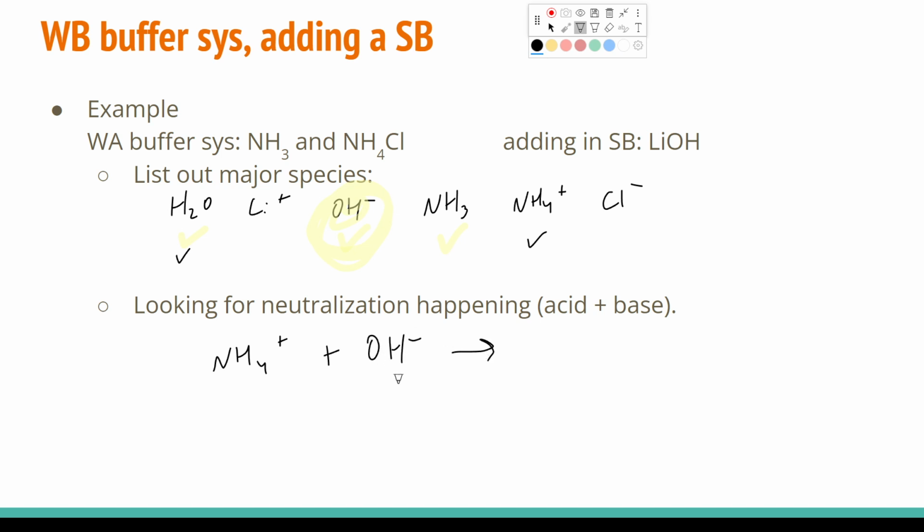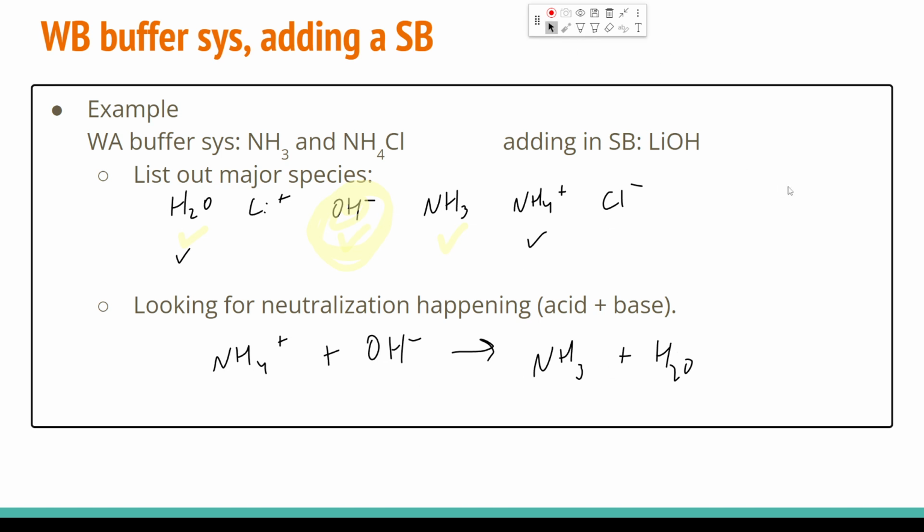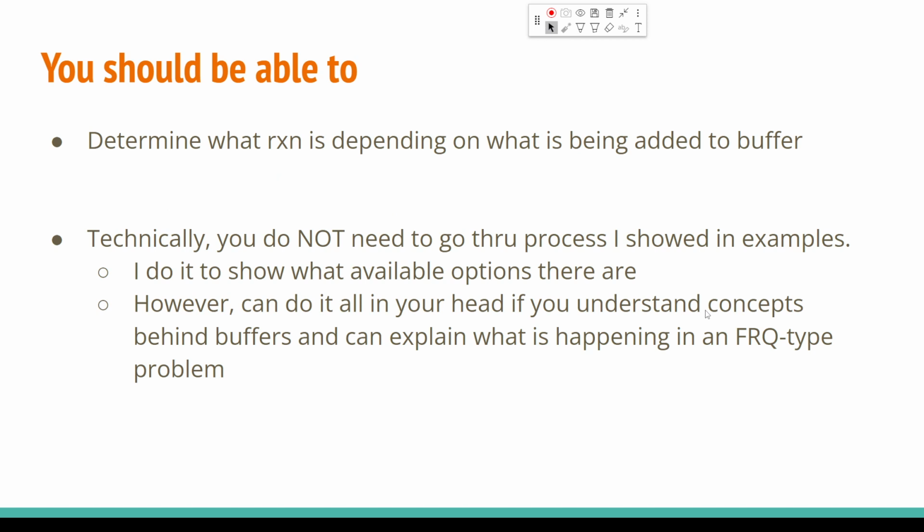And so when we're neutralizing this, our H is going to be donated to the hydroxide. So this is the conjugate acid. And so it's becoming NH3 plus water. Because again, the H is being donated to that water. Cool. So you should be able to determine the reaction that's actually happening in the system when you have a buffer and you're adding whatever you're adding.